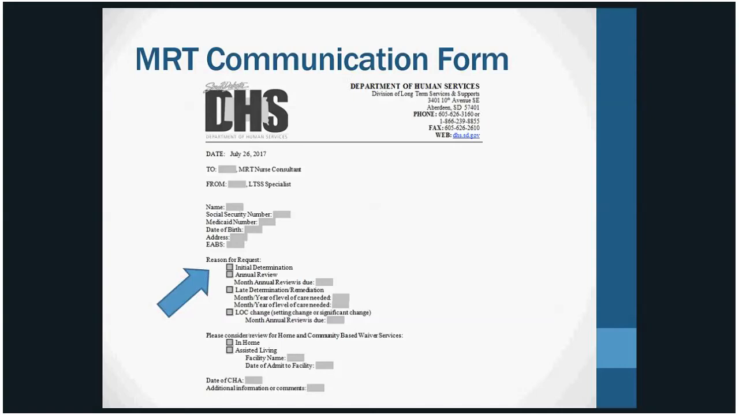So again, if you are doing an initial determination for waiver, you'll mark the box initial determination, and then that will correspond with what is on the level of care determination form. So this shouldn't really be a change for you, but we did just want to point this out, to make sure you're marking the correct box on this MRT communication form.